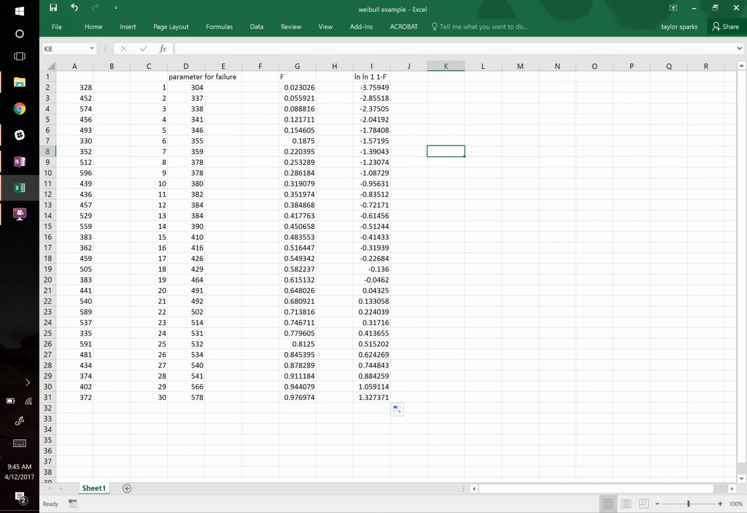I thought it would do that. Next step, that's our y-axis. Now we want ln of our failure parameter.